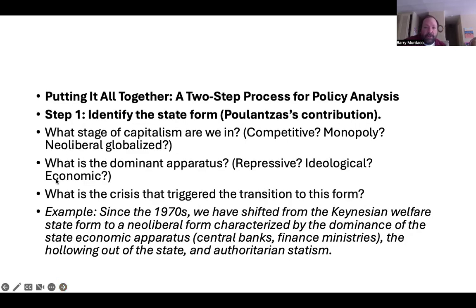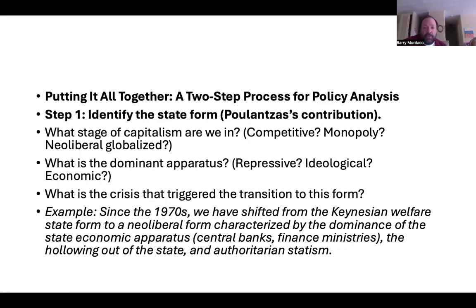So, putting it all together, a two-step process for policy analysis. Now, again, this is very similar to Jessop's approach, which we've already talked about and which Barrow also cites. But I'm just trying to flesh it out a little bit more. Step 1: Identify the state form. What stage of capitalism are we in? What is the dominant apparatus? What is the crisis that triggered the transition to this form?